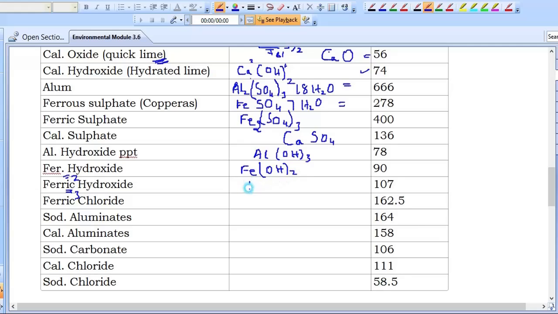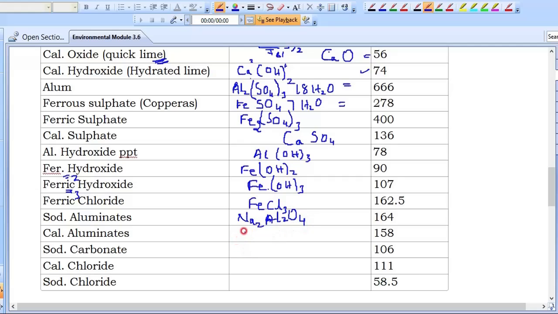Then ferric hydroxide, Fe(OH)3. Then ferric chloride, FeCl3. That is ferric chloride. Then sodium aluminate. Sodium aluminate is Na2Al2O4. That works out to 164.